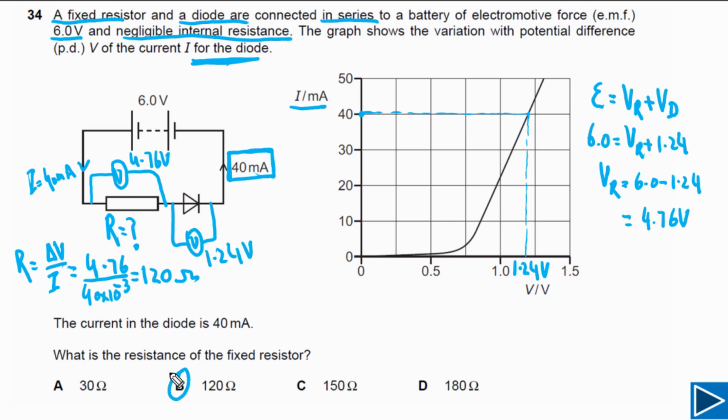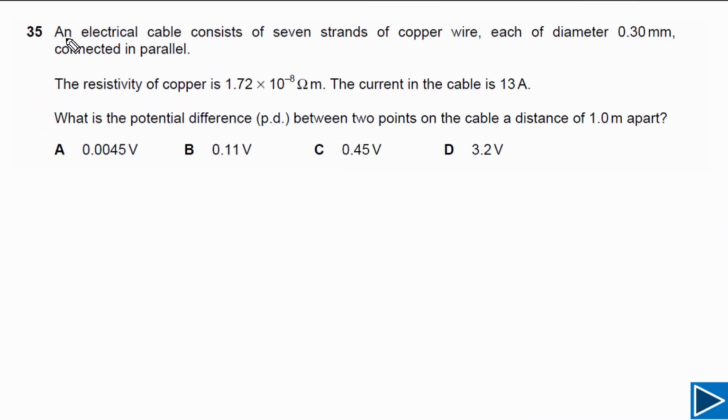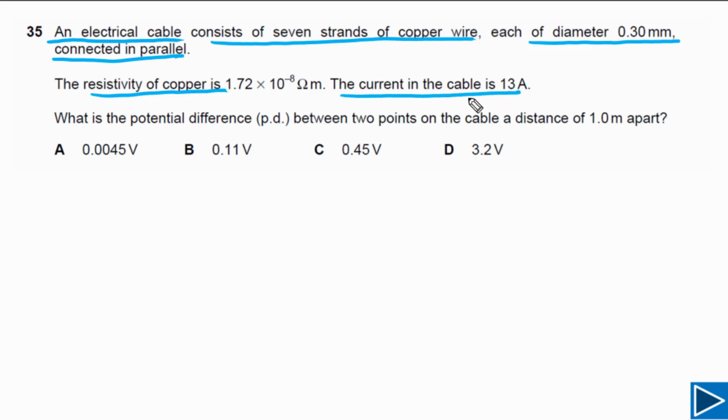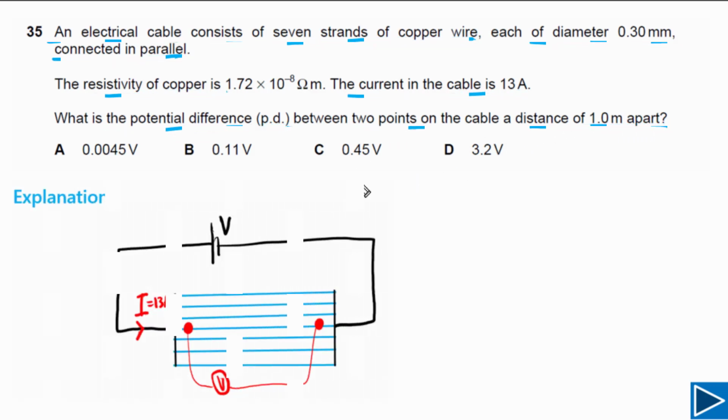So this is how you need to approach. For question number 35, it is given to us an electrical cable consists of 7 strands of copper wire, each of diameter 0.30 mm, and they are connected in parallel. Resistivity of copper is given, current in the cable is given. We need to find out what is the potential difference between 2 points on the cable, a distance of 1.0 meter apart.